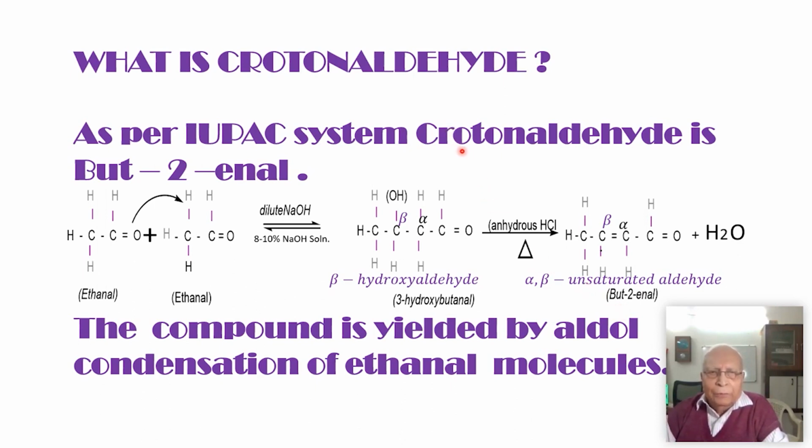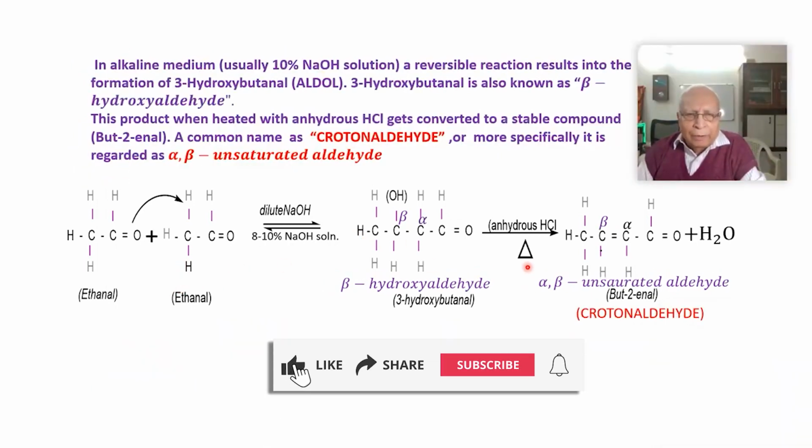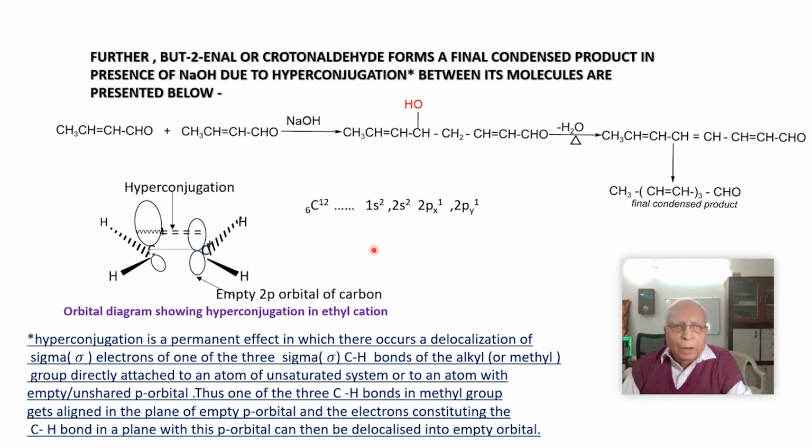This aldehyde is identified in many texts as crotonaldehyde and has been accepted by IUPAC also. Now let us see what product is obtained by its further reaction, crotonaldehyde and hyperconjugation. This is what we have discussed earlier, and all the details are given here. Now, what is hyperconjugation and what is the final product obtained by the interaction of molecules of crotonaldehyde or but-2-enal in the presence of NaOH again?